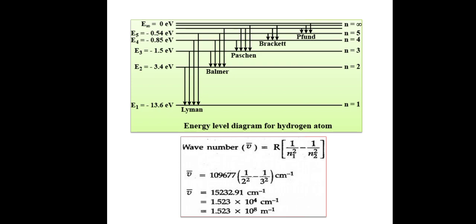When it is in the second shell, it is the Balmer series, and when it is coming to the third shell, it's the Paschen series, and when it is coming to the fourth shell, it is Brackett, and the fifth one Pfund. For the calculation of the wave number, the equation is given in the slide.